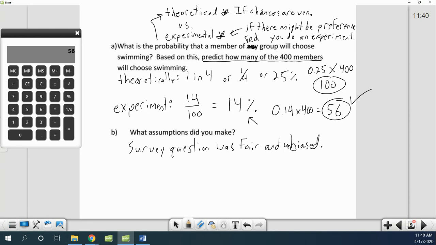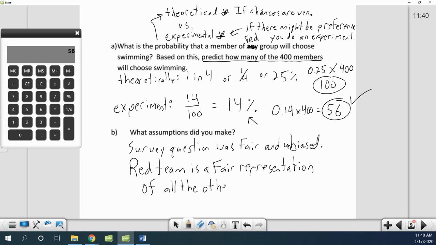Now, what assumptions are we making? Not only that the survey question was fair and unbiased, we're only looking at red team. So we're assuming that red team is a fair representation of all the other teams. Like if we're assuming they're kind of evenly distributed, right?